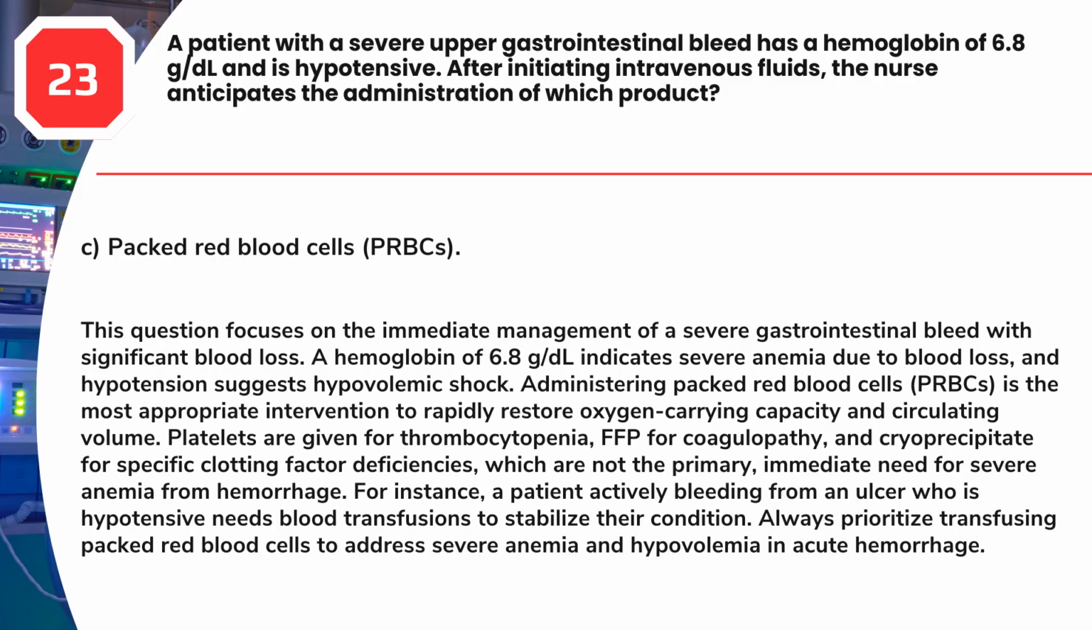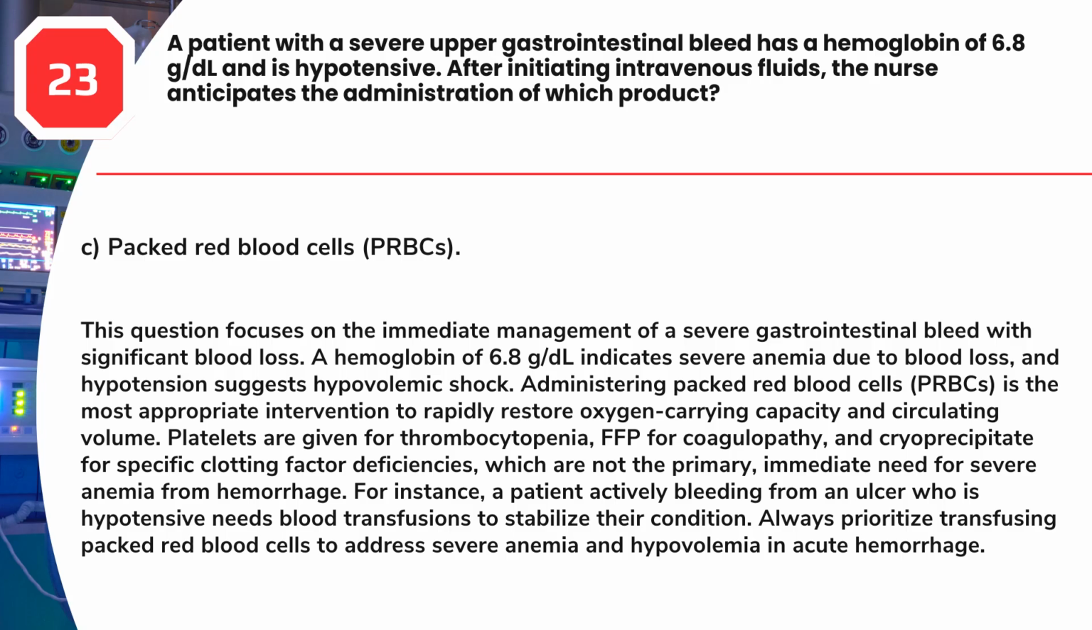Answer C. Packed red blood cells, PRBCs. This question focuses on the immediate management of a severe gastrointestinal bleed with significant blood loss. A hemoglobin of 6.8 g/dl indicates severe anemia due to blood loss, and hypotension suggests hypovolemic shock. Administering packed red blood cells, PRBCs, is the most appropriate intervention to rapidly restore oxygen carrying capacity and circulating volume.